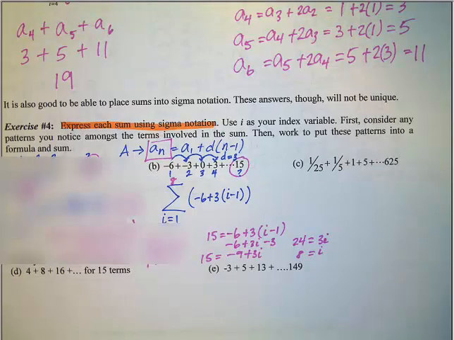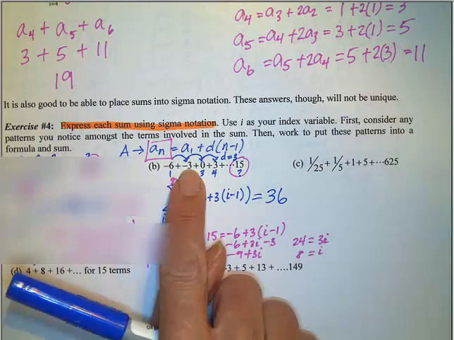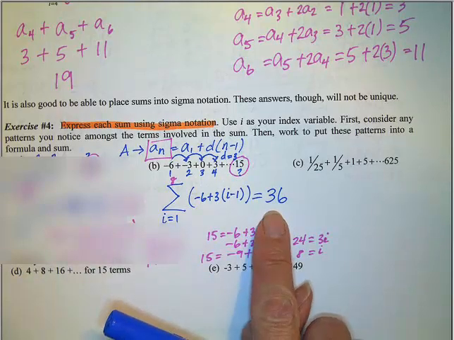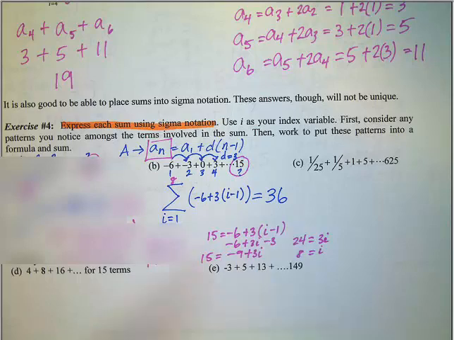Why is it so low? Well, we started with negatives, so when you add negatives to positives, remember they cancel each other out or they make 0. So that's why our sum is so low.